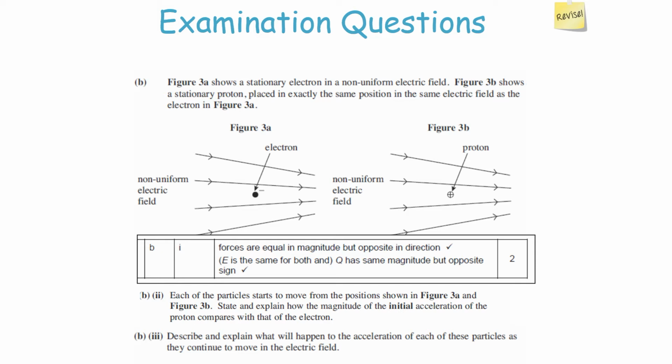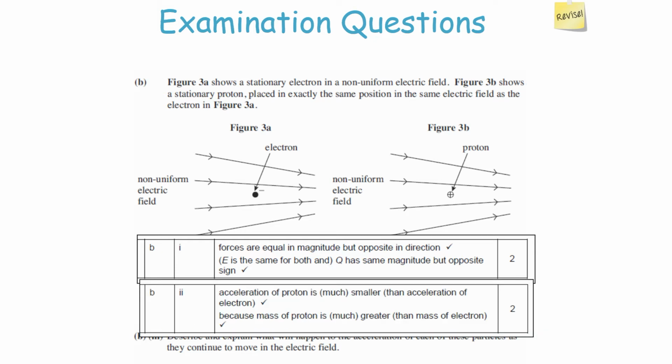Now each of the particles starts to move. How will the magnitude of the initial acceleration of the proton compare with that of the electron? Well, you've got to remember again, we're still obeying Newton's laws of motion from paper 1, and we know F equals ma, so a is going to be equal to F over m. So therefore, even though both have the same value of F, the proton has a much bigger m, a much bigger mass, so therefore we can say the acceleration of the proton is much smaller than that of the electron because its mass is much greater.